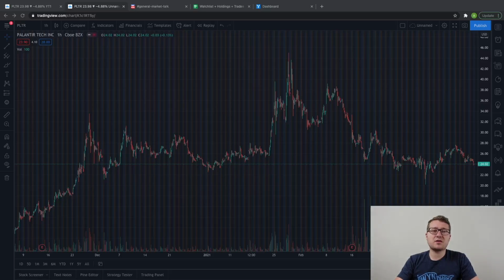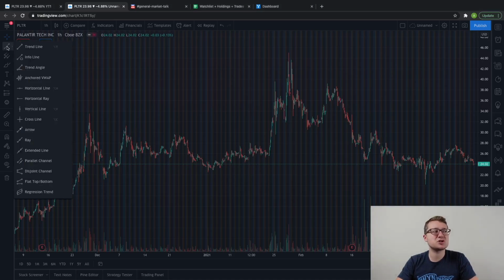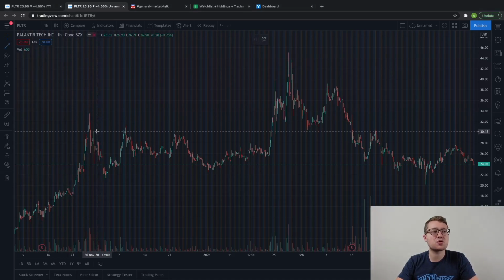So the first thing that I like to do when drawing up a new chart is start at the 1 hour time frame and then work my way back to the 1 day time frame to see if there are any overlapping key price targets. All that I do when I look at a chart is find areas where there's been a lot of price action in the past and mark that with a horizontal line.